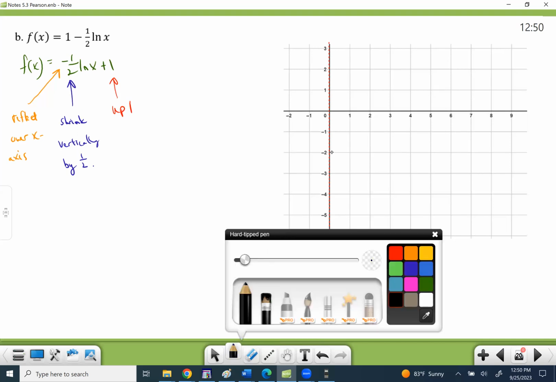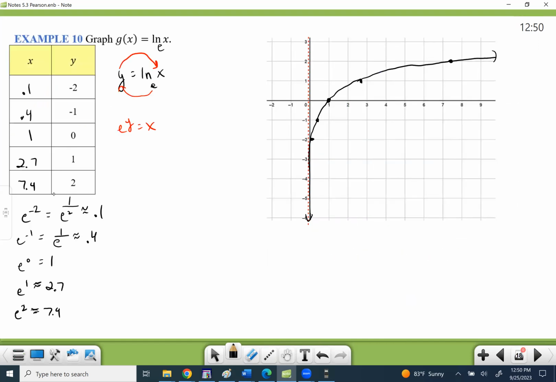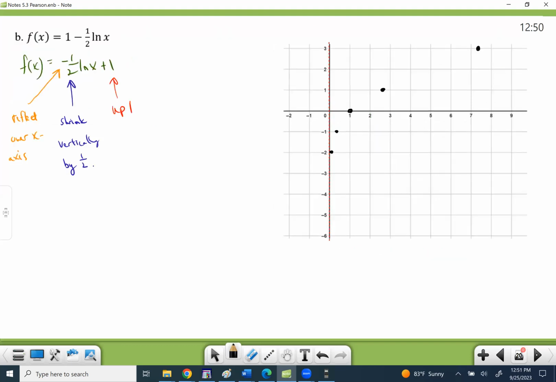Okay, gosh, I already forgot. I think it was right here, 2.7, 1, 7.4, 3. Check those. No, 2.71, 7.42. It's a little too high. 7.42, sorry.